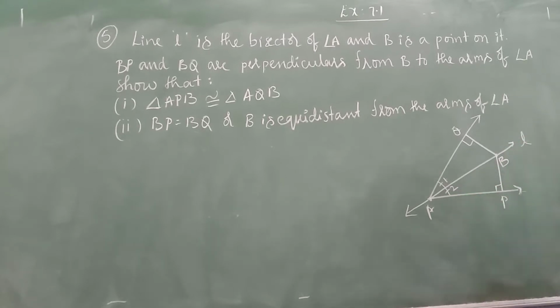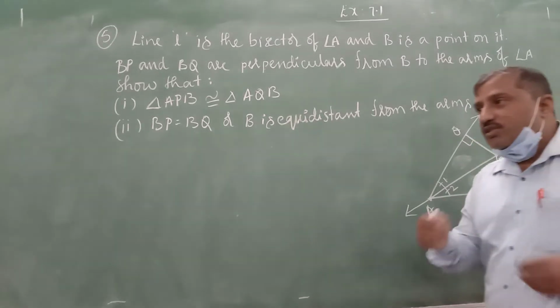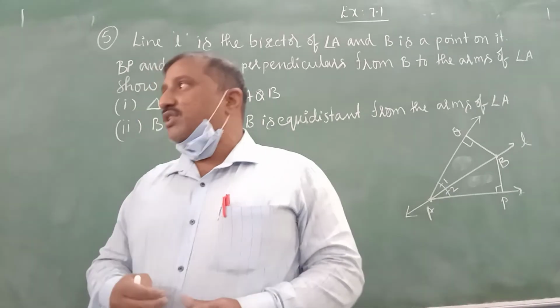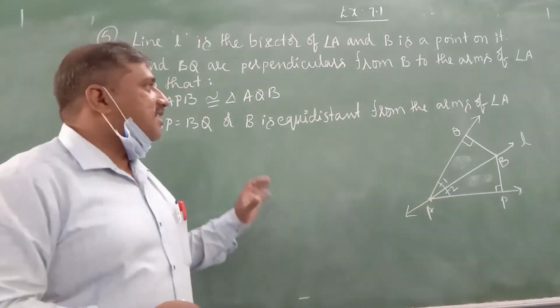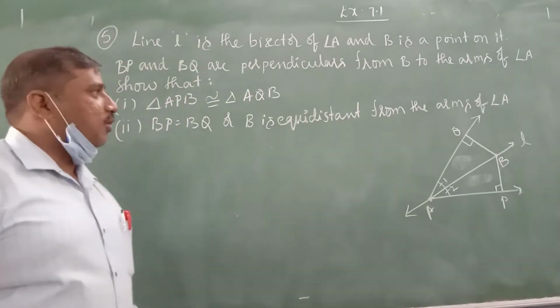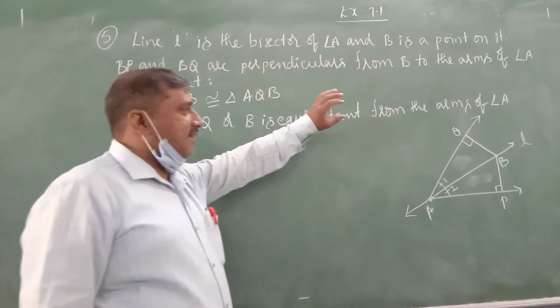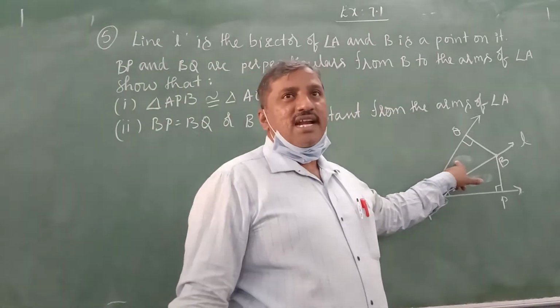Now, what do we have to prove or show? Triangle APB is congruent to triangle AQB. We have to prove these two triangles are congruent. So which criteria do we use to prove that these two are congruent triangles?